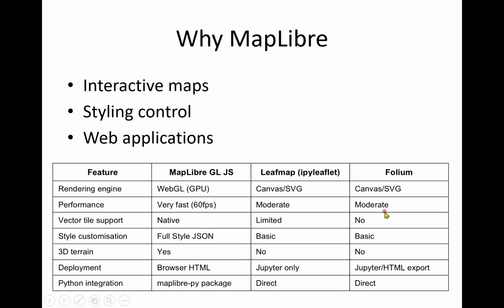Same, Folium is also slow with complexity. Then comes the vector tile support. It means it supports vector tiles directly. Instead of sending an image, the server sends points, lines, and polygons, right? So it will be native, whereas in Leafmap it will be limited, and in Folium there are no such options for a browser to draw them.